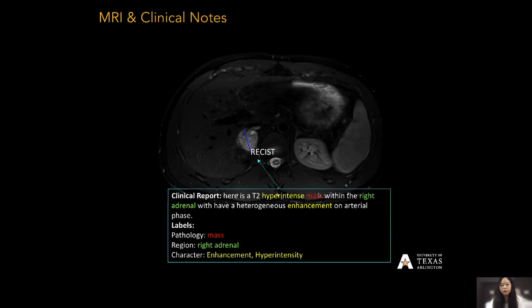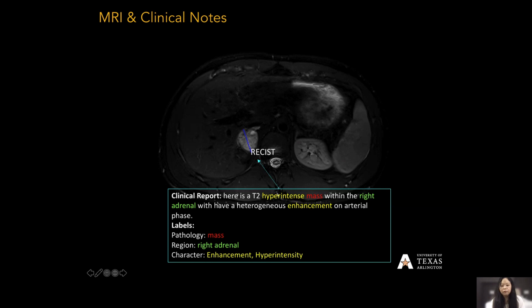So here we show some examples. This is the MRI scan, with the RECIST, which measures the longest dimension of this lesion, and the clinical report. In this work we defined three types of labels. The first type of label is called pathology. The second label is called region. Region basically measures the location of this lesion, like the body parts. And then we have another type of label called characters. Characters measure the different attributes of this lesion.